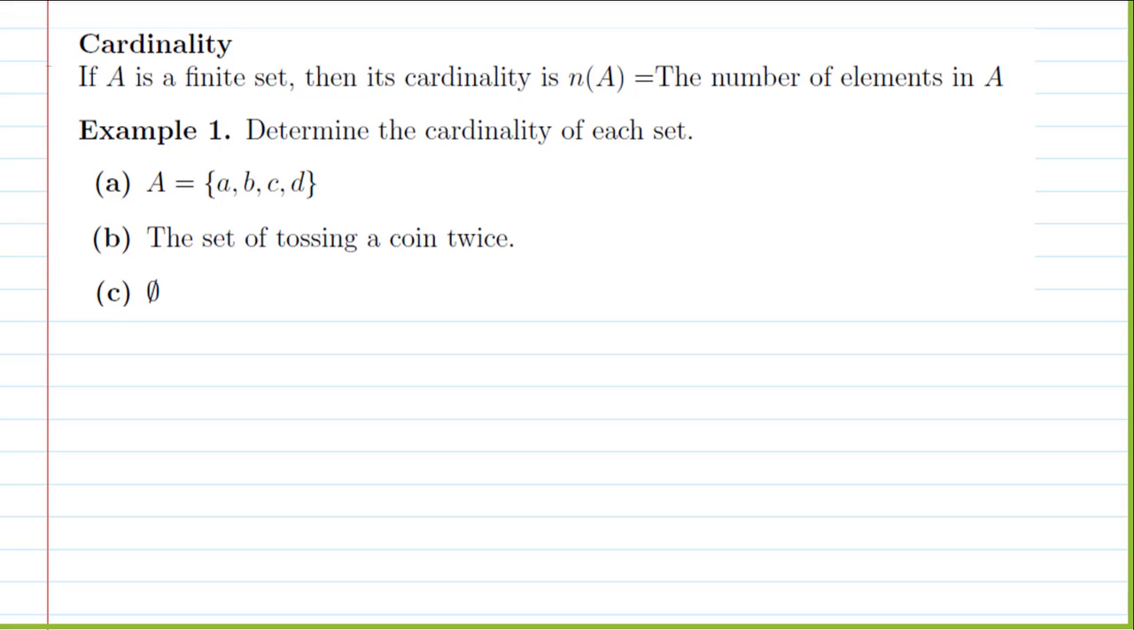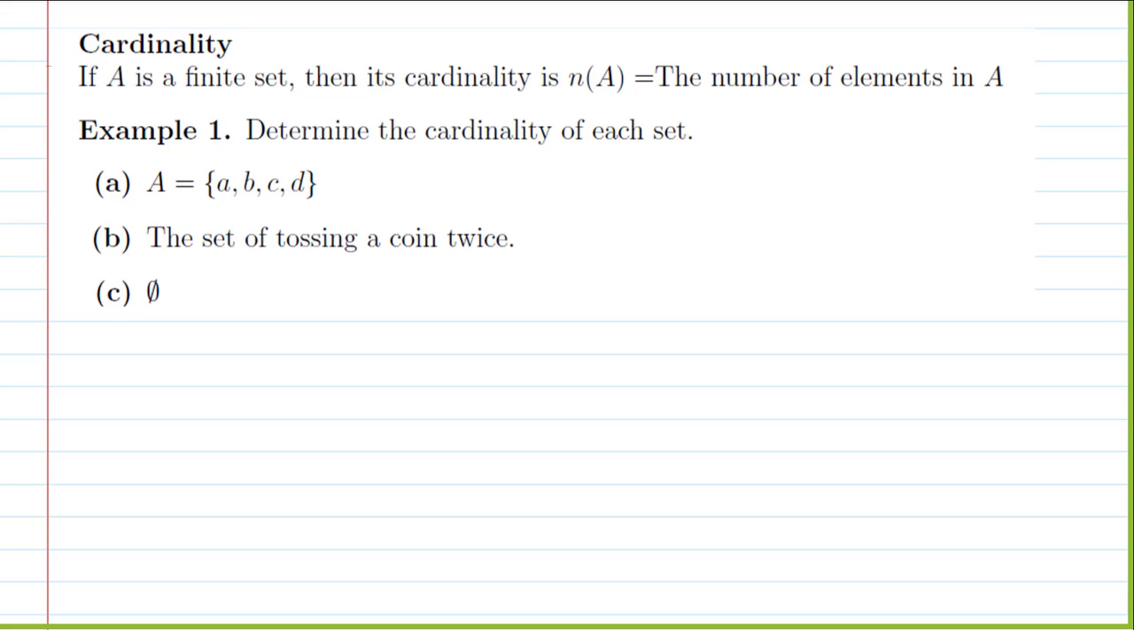So our next definition is cardinality. If a set A is a finite set, then the cardinality is n of A, and you can think of n as the counting function or the number function. So n of A equals the number of elements in the set. Remember, when we're talking about a set, we're never allowed to repeat elements.